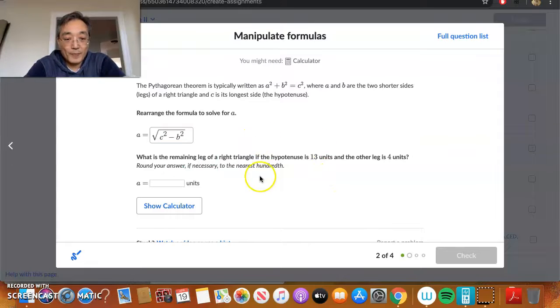Now they're asking, what is the remaining leg of a right triangle? The hypotenuse is 13 units and the other leg is 4. So let's substitute 13 in for c and 4 in for b.